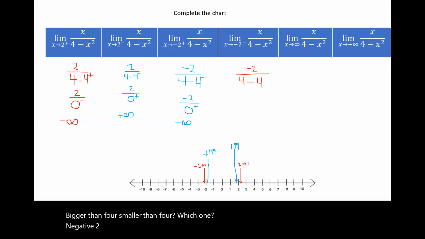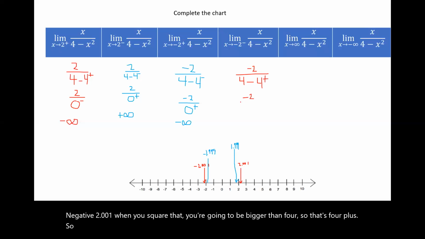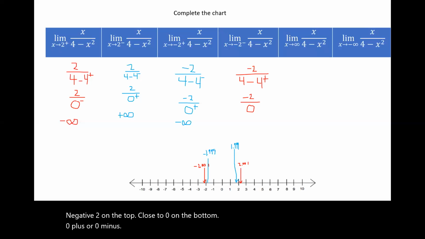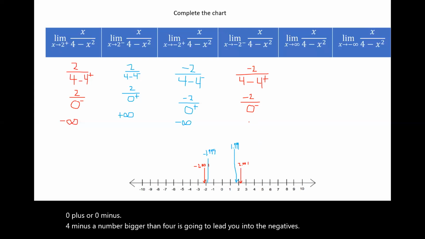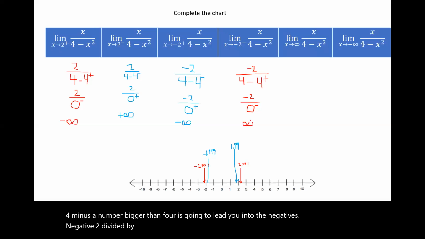-2.001, when you square that, you're going to be bigger than 4, so that's 4 plus. So -2 on the top, close to 0 on the bottom. 0 plus or 0 minus? 4 minus a number bigger than 4. It's going to lead you into the negatives. -2 divided by a very small number. It's going to infinity, and is it negative or positive? 2 negative signs makes that positive.